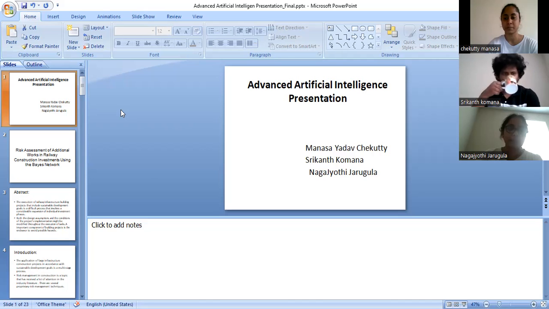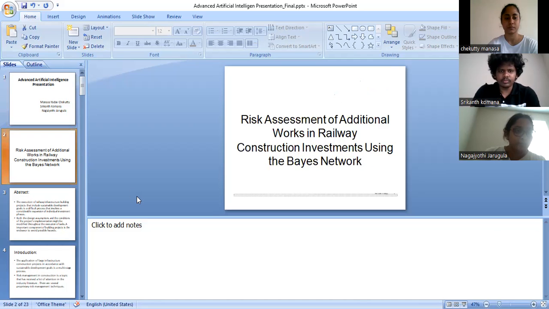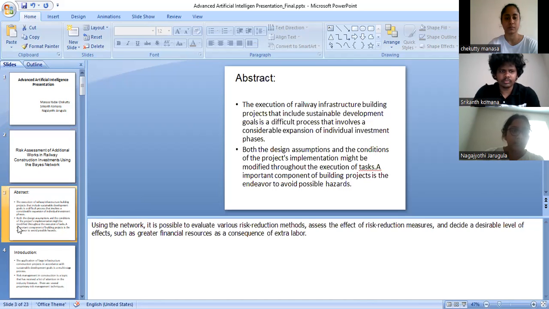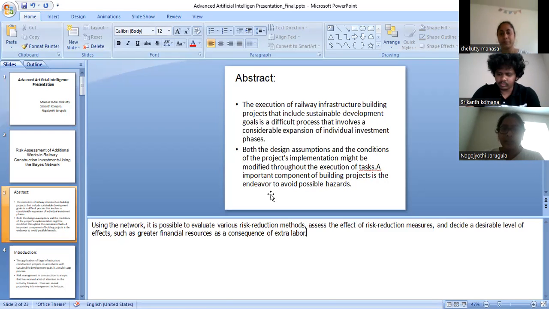Today, I am explaining the risk assessment of additional works in railway construction investments using the Bayes network. First, coming to the abstract, the execution of railway infrastructure building projects that include the sustainable development goals is a difficult process that involves considerable expenses in individual investment phases.